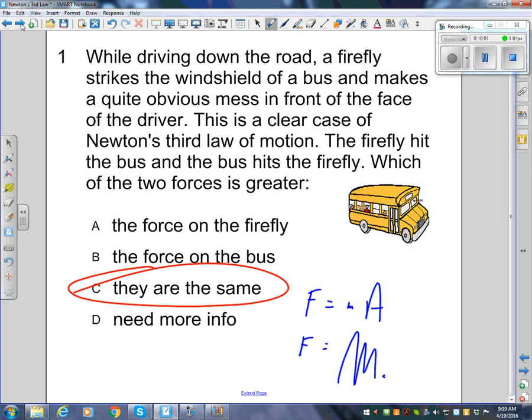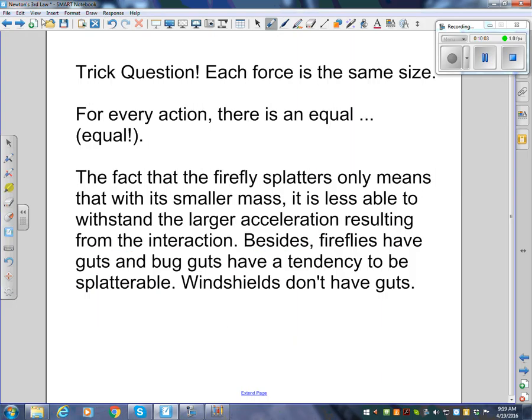Equal. There it is there. You guys have that? No, you don't. Trick question. That's not a trick. I've been telling it to you over and over and over again. I guess I gotta repeat myself more. Every action there is an equal. See, equal. Do you think I'm gonna ask it again?